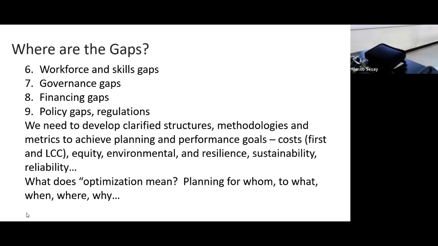Financing gaps, policy gaps. So we need to do work in all of these areas in order to make it so that we're making better decisions. And we have to think about optimization, because engineers like to optimize things. But you have to think, who are you optimizing for? Or what is your basis for optimization?